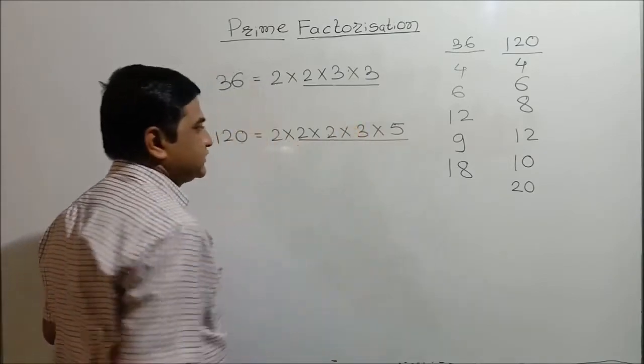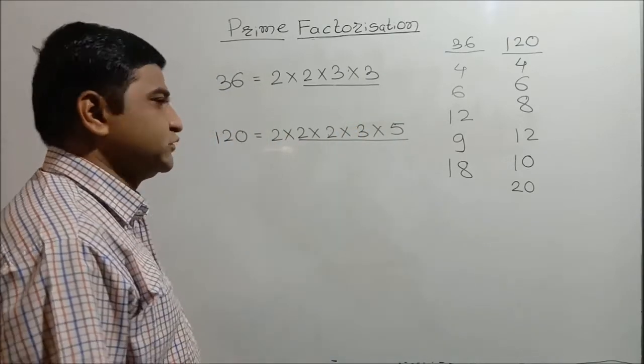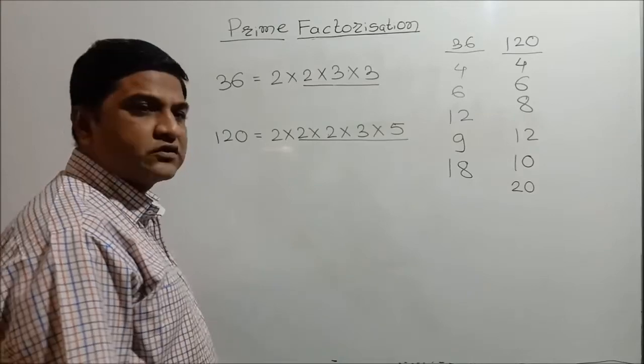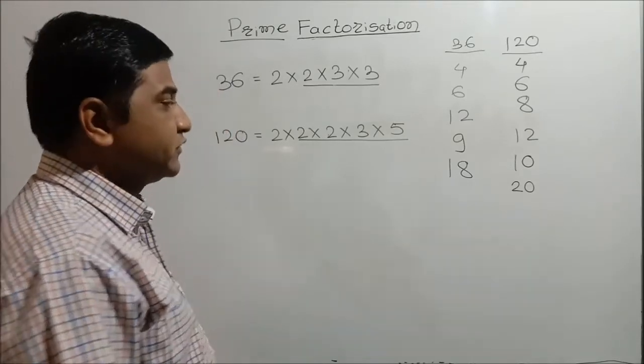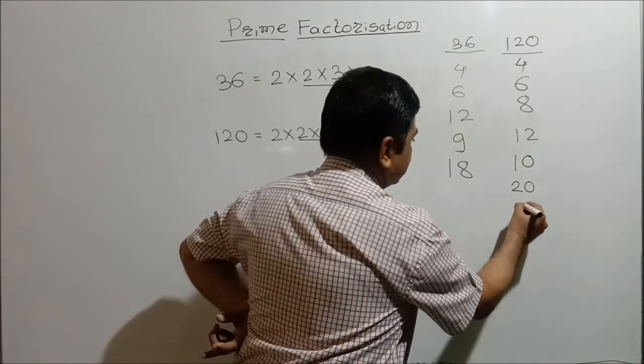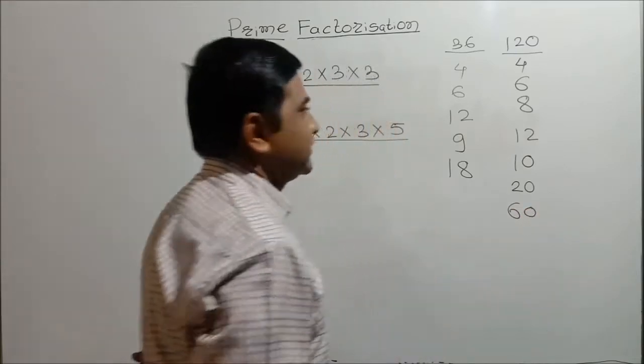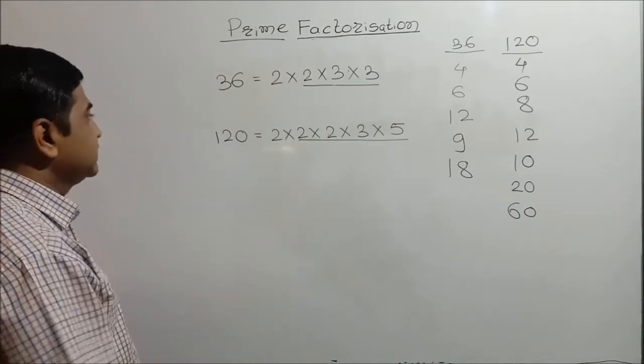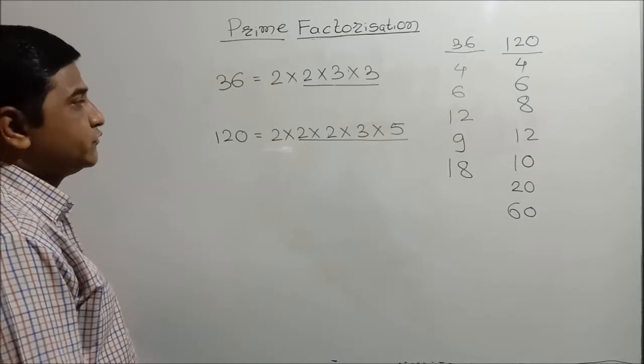Okay, I will multiply the last four numbers. 2 multiplied by 2 is 4. 4 3s are 12, and 12 5s are 60. And I know that if I double the 60, I will get 120. So I got 60 as a factor of 120.